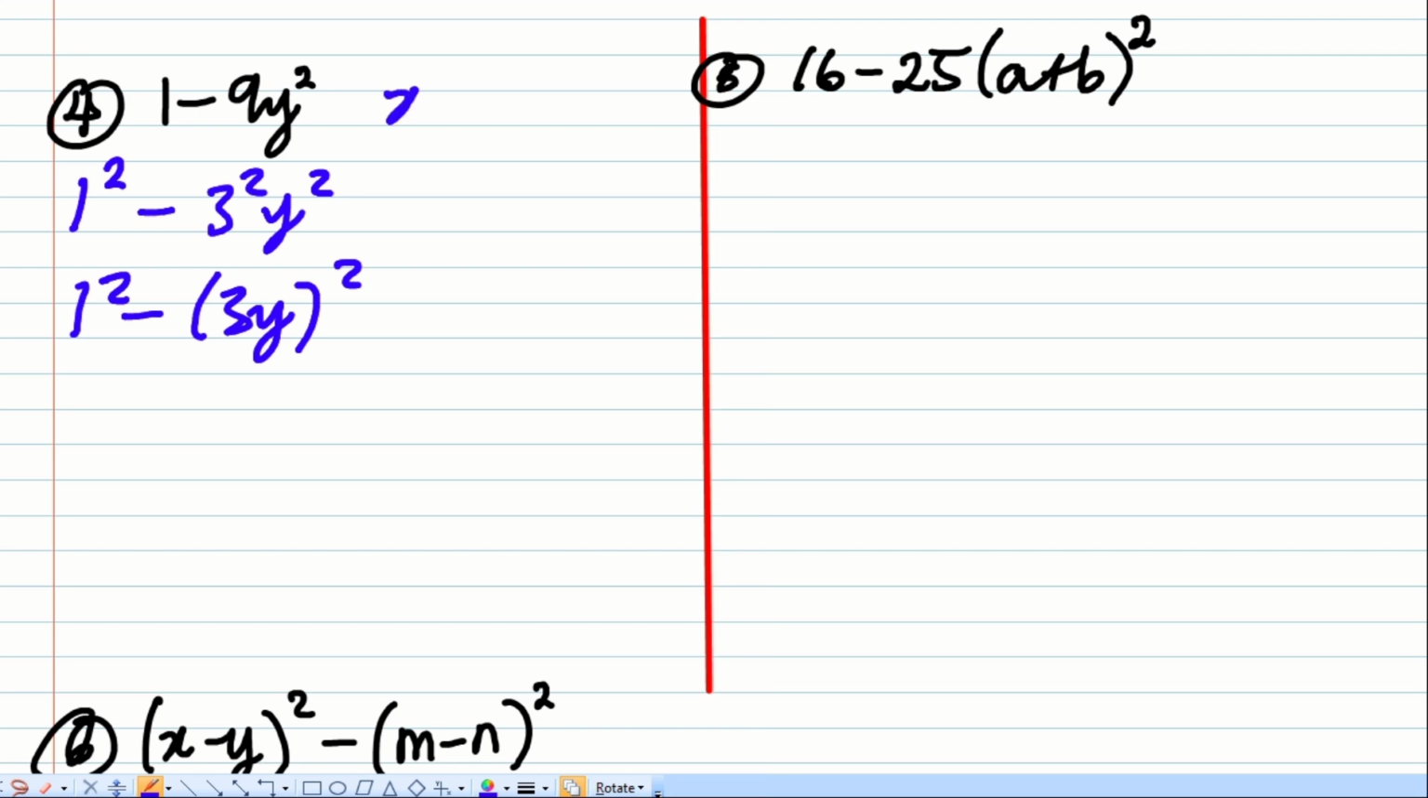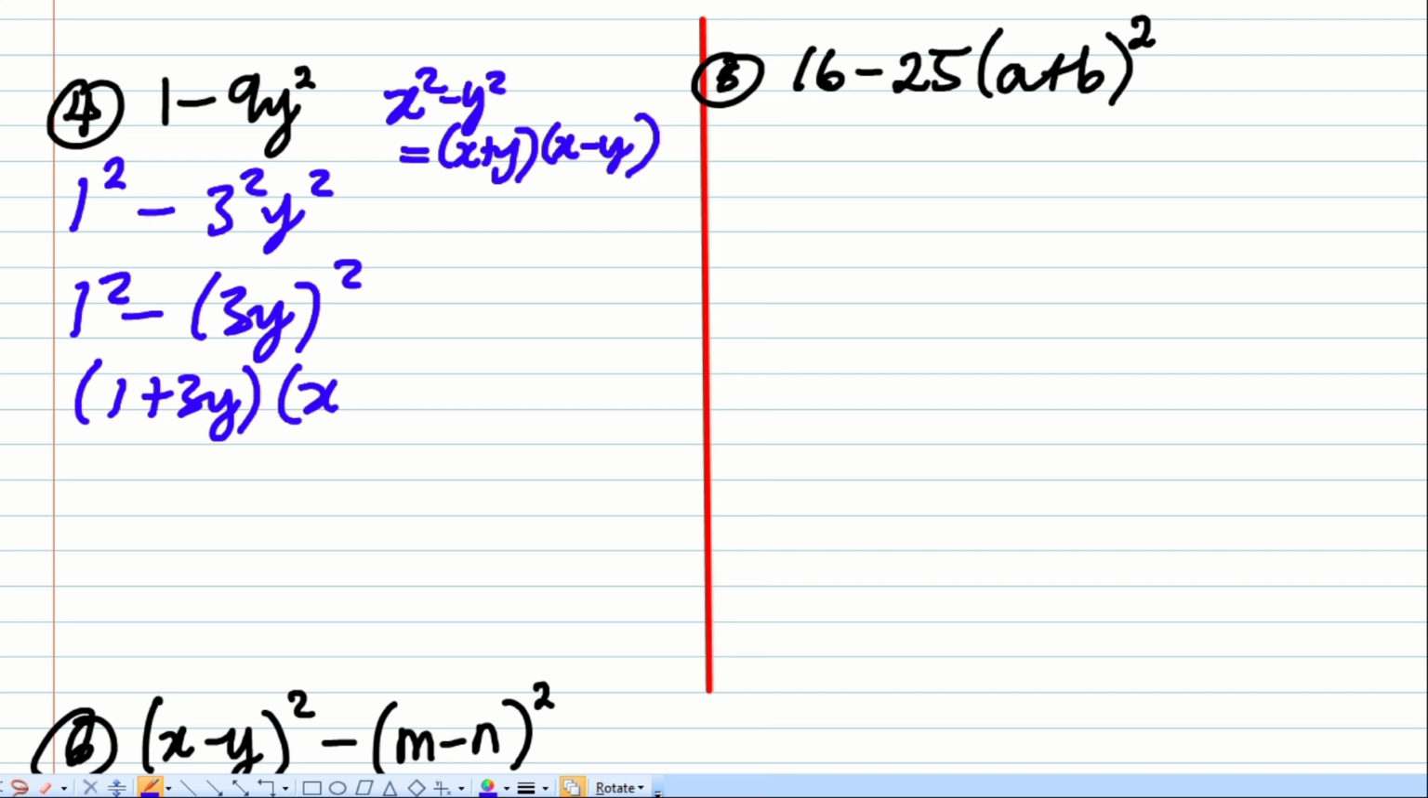Remember, difference of square, if you have x squared minus y squared, we say that factorizing this will be equal to x plus y, the sum, times x minus y. So we're going to do the same. This is the same thing as 1 plus 3y times 1 minus 3y. We factorize because this is a difference of square.